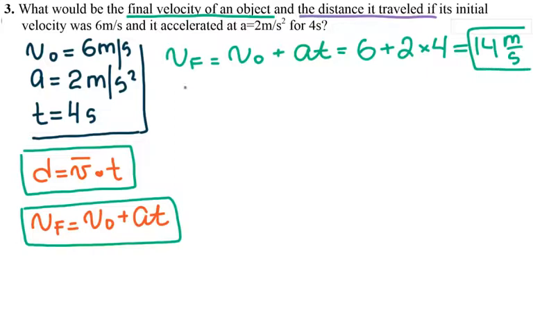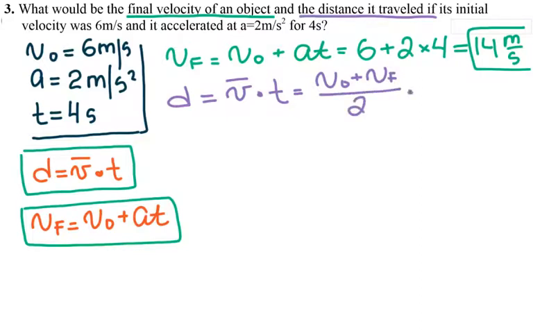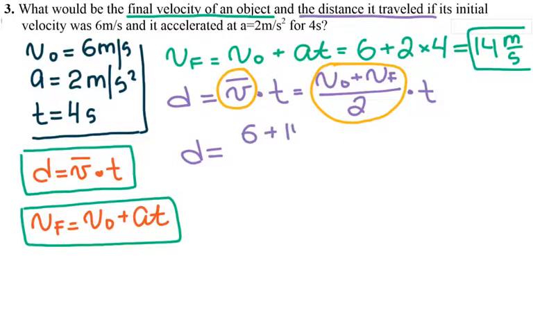Then if I want to find the displacement or distance, I need average velocity times the time. Average means initial plus the final, divide by 2, and times the time. So again, I need to remember that average is going to be the sum of two velocities divided by 2. So if I have initial and the final, to find average between them, I add them, divide by 2. So the displacement or distance in this case is equal to initial velocity plus the final velocity divided by 2, and time is 4 seconds. So I have 20 divided by 2, so that gives me 40 meters.